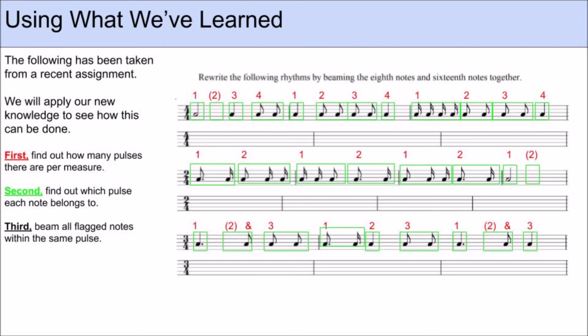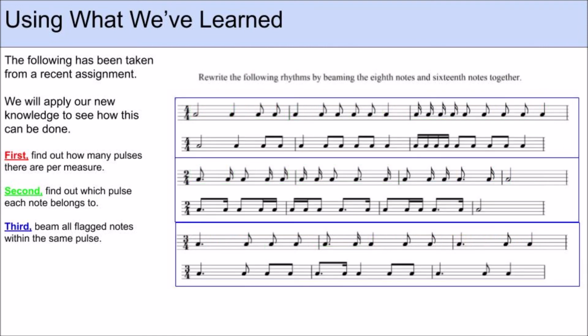After you've figured out where each pulse is and which note belongs to each pulse, we're going to beam every flagged note within the same pulse. So if you have flagged notes inside the same box, they will get beamed together. And that will look like this. This should make sense now. I'm going to hold it here so that you can see each example and how the beaming worked.